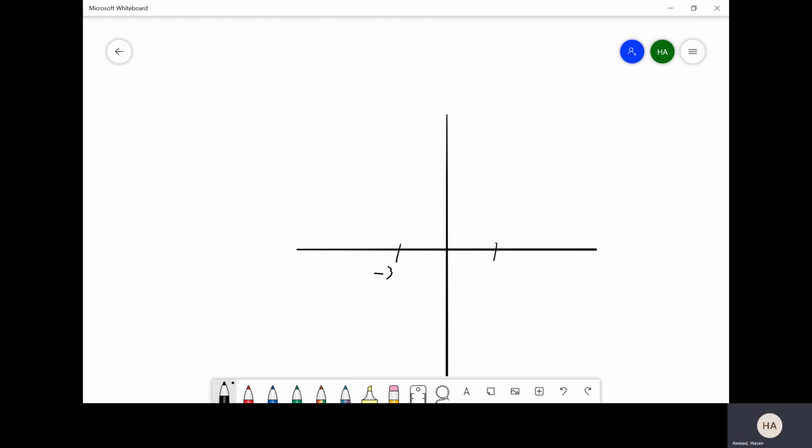Oops. I just realized my mistake. 1 and 1. Here we go. And we'll call that 3 right there.